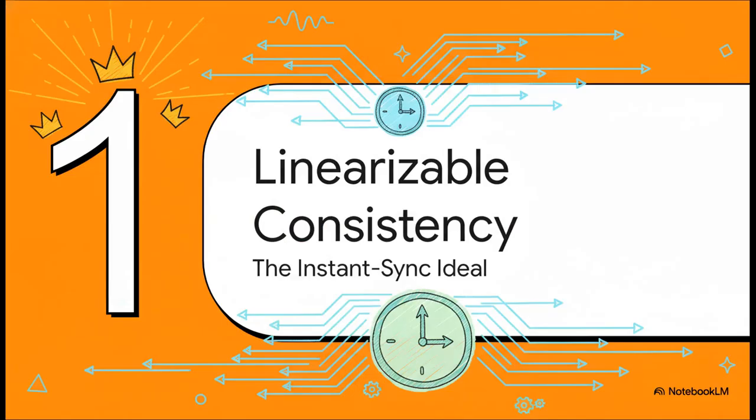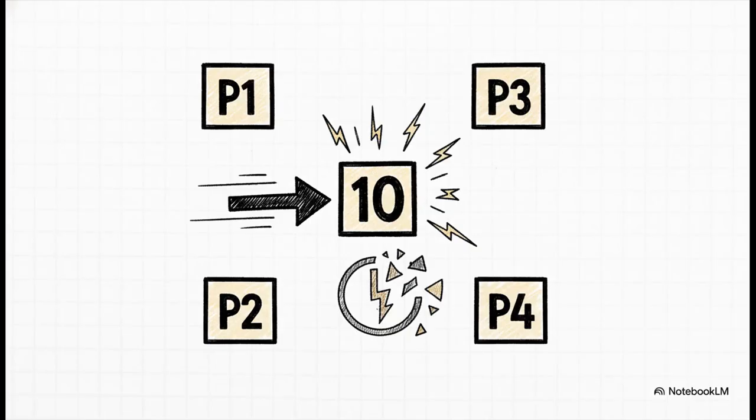Let's kick things off with the gold standard. This is the one that works exactly like your gut tells you it should. It's called Linearizable Consistency, and you can just think of it as a perfect, instantly synced world. Okay, so watch our timeline. P1 makes a change. It writes a new value. X is now 10. In a linearizable system, the very instant that write is done, bam! It's like the new value is broadcast to the entire universe. Every other process, P2, P3, P4, if they try to read X from that moment on, they will see 10.